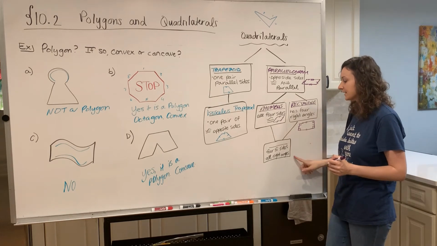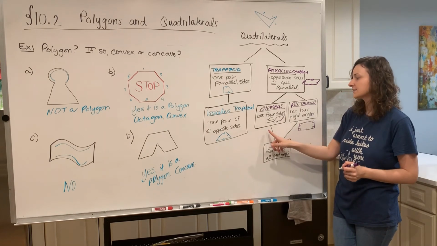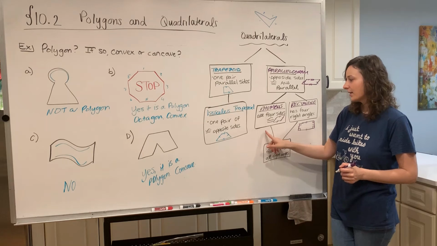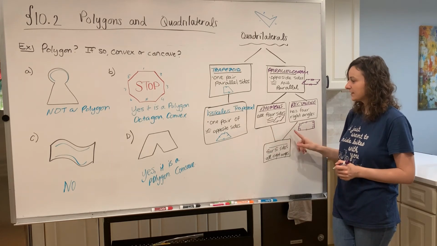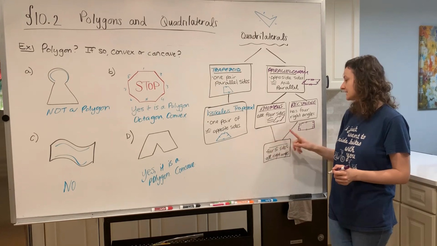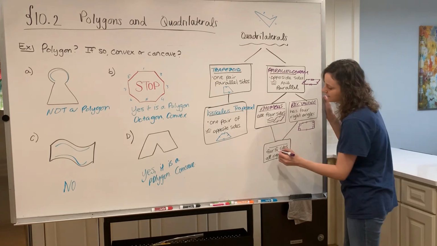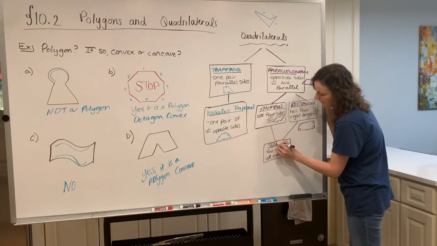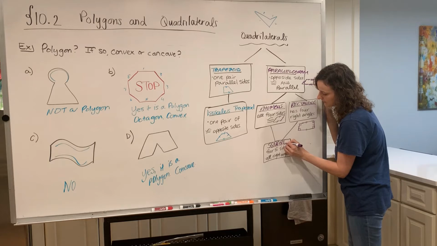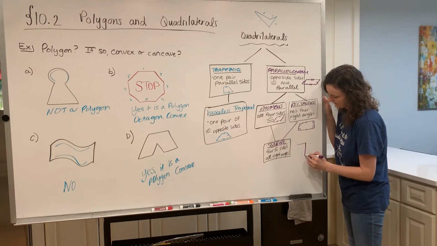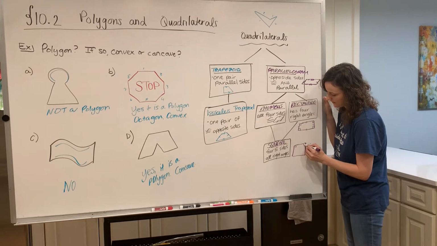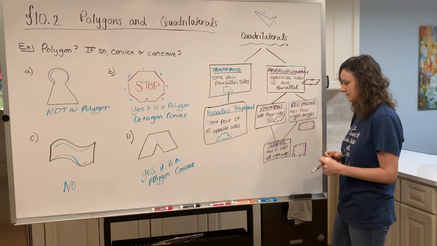Okay. And then the last one at the bottom, if it is both a rhombus and a rectangle, meaning that it has four congruent sides and it has four right angles, then it is a square. So here's a square. All four sides are congruent and it has right angles.